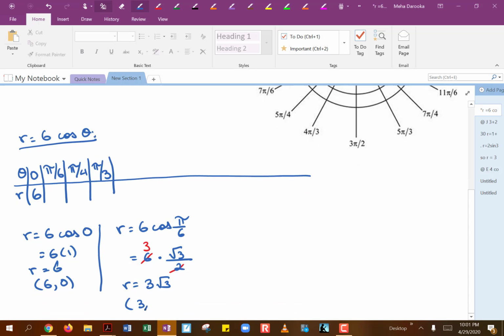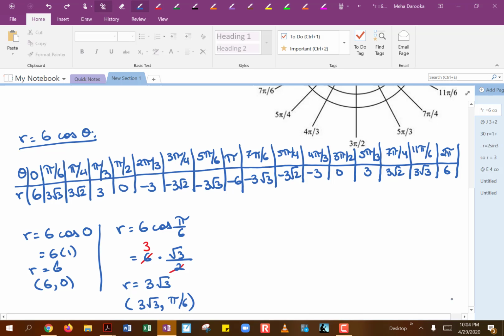So this ordered pair would be 3. And that should not be a comma there. This will be 3 square root of 3 for the angle of pi over 6, right? So this guy is 3 square root of 3. So basically we need to complete the table and go all the way to 2 pi to get all our values over here.